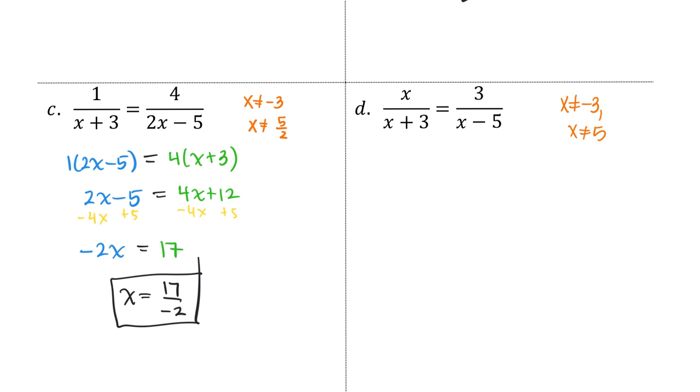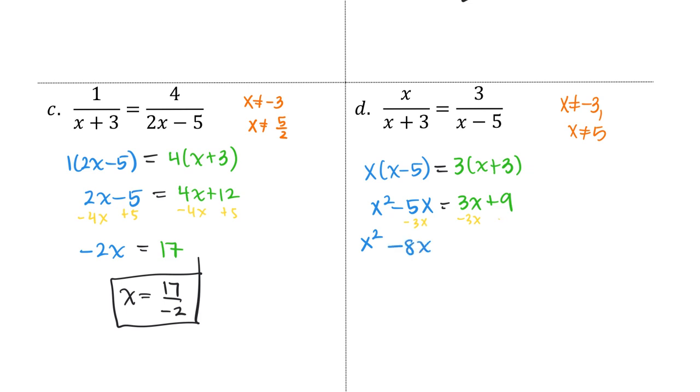Okay, so if I do x times x minus 5, equal to the opposite direction, 3 times x plus 3. Okay, so x squared minus 5x equals 3x plus 9. This looks quadratic, so let's move everything to one side. I'm going to keep the x squared where it is because it's nice and positive. I'm going to move the 3x over. So that is negative 8x. And then I might as well subtract the 9 over too.